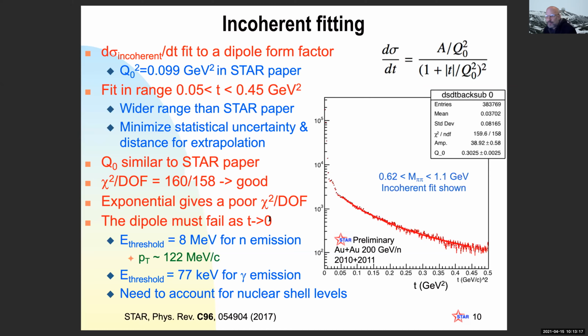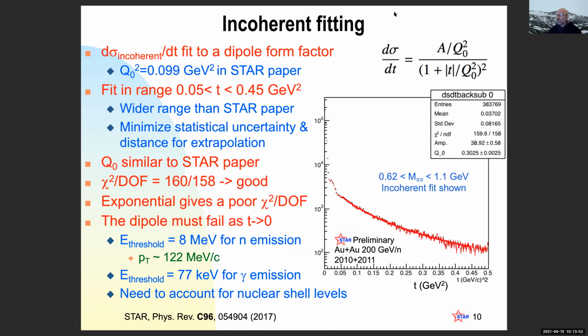The reason is that most of the reactions you would look at for incoherent photoproduction have energy thresholds. For example, to emit a neutron, which is one of the major ways to have incoherent production, has a threshold energy of about 8 MeV. If you assume that it comes from a single nucleon that's recoiling, which is somewhat implicit in this dipole form factor, that corresponds to a PT of 122 MeV/c. Below, at lower energies, and with that caveat, lower PT, that channel shuts down.